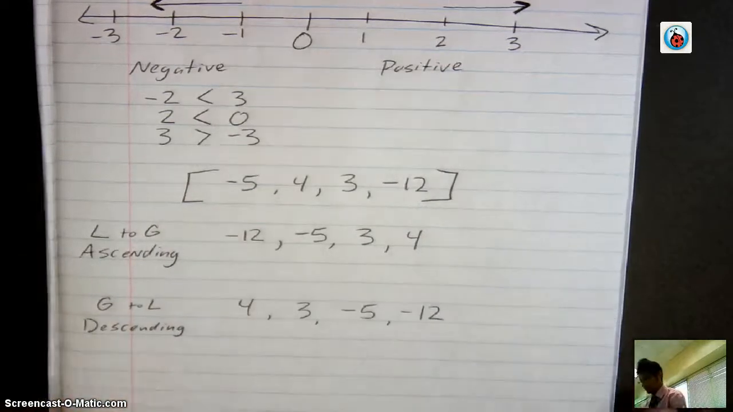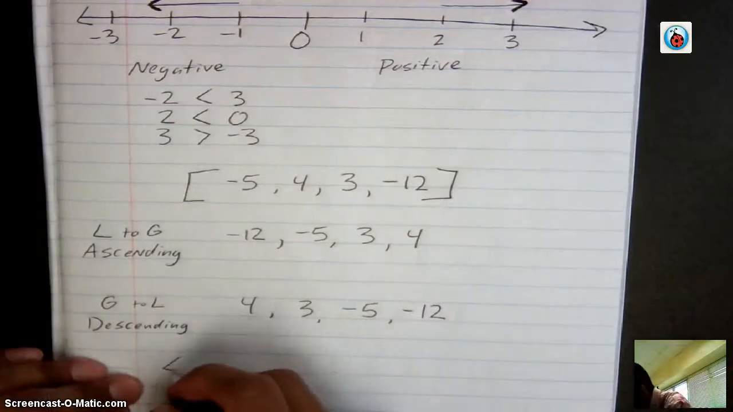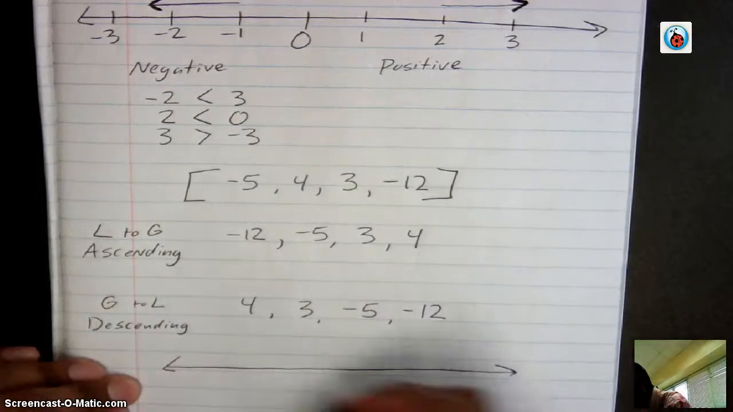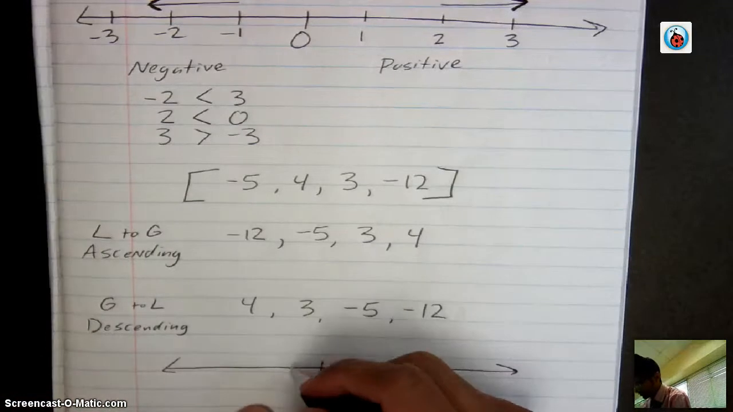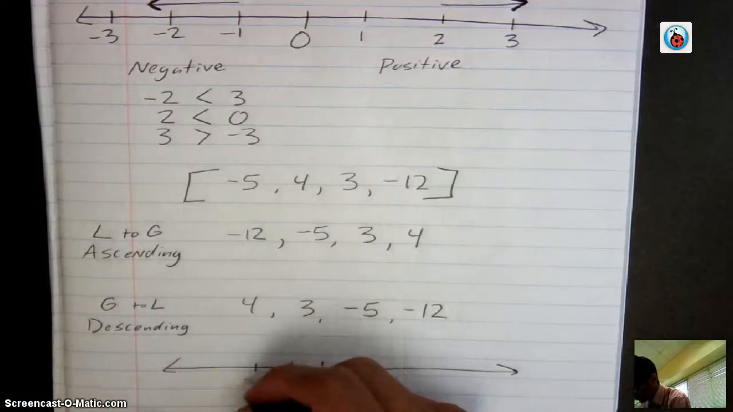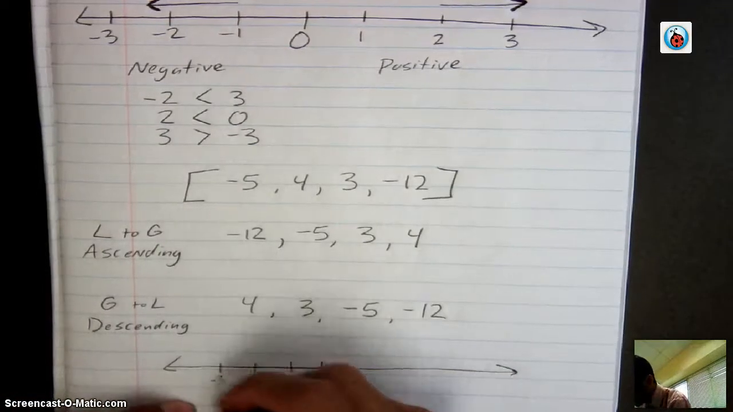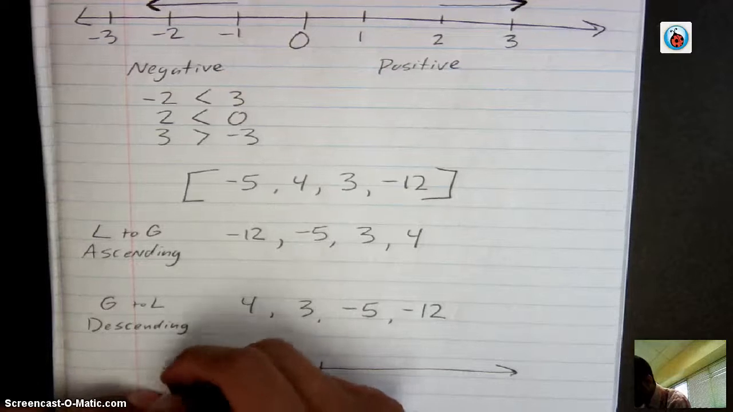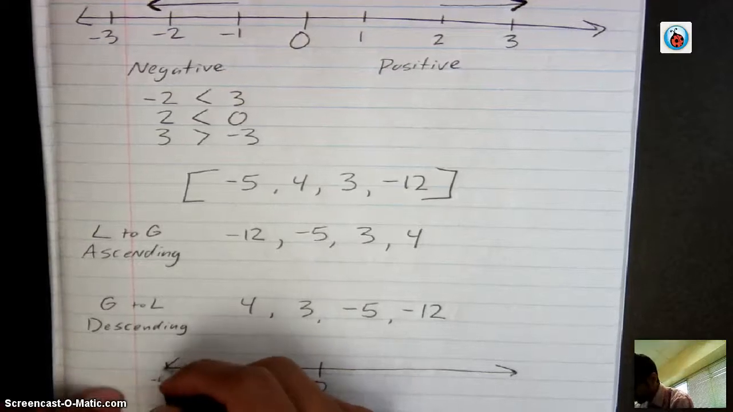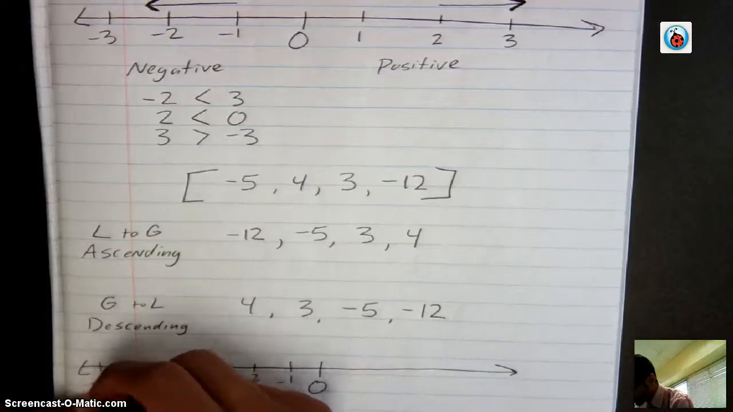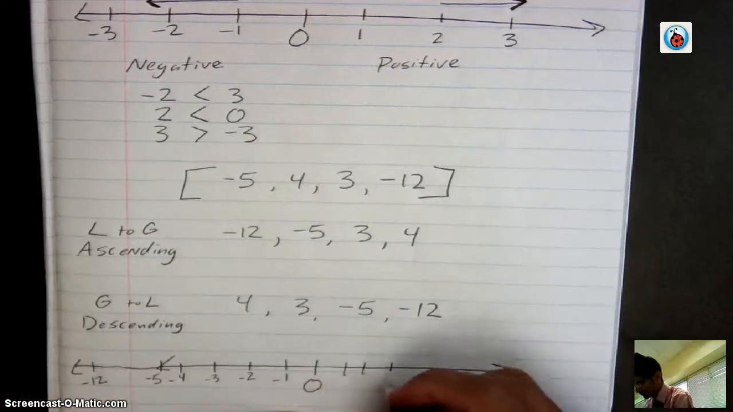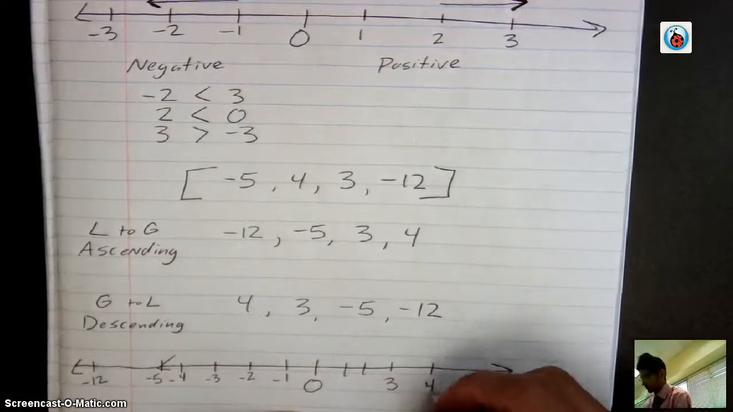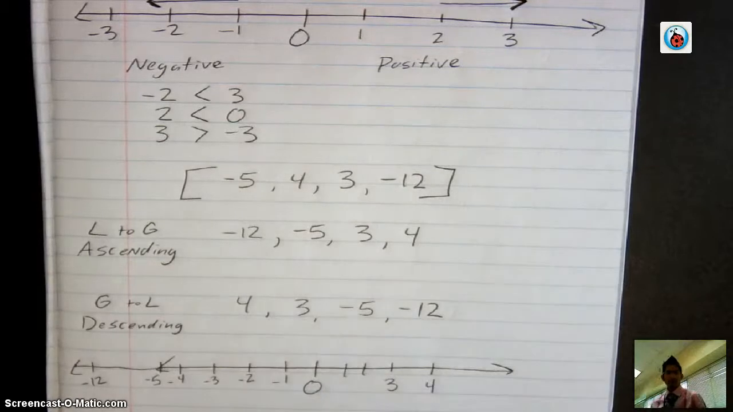And let me make a number line that shows all of these numbers. Okay, here's 0 in the middle. Here would be negative 1, negative 2, negative 3, negative 4, and I'm kind of running out of room, negative 5, and negative 12 would be way over here. And then my positive 3 would be 1, 2, 3, and then positive 4 would be right here. All right, I am out of space in my notebook, so we're done with our notes.